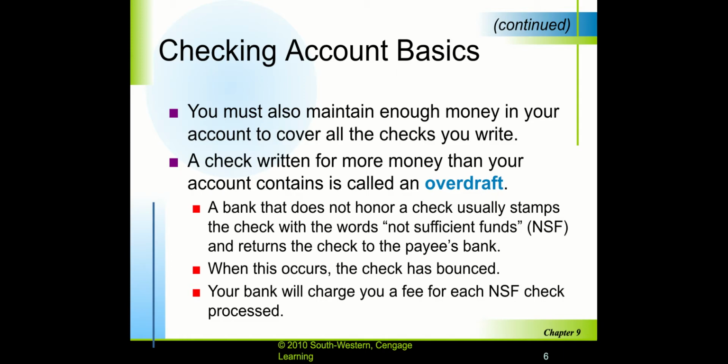You have to maintain the amount of money in your account to cover all the checks that you write or to cover all the expenses. Let's say you set up auto pay on different accounts. You have to have enough money in your account to cover those every month. A check written for more money than your account contains is called an overdraft. If the bank does not honor the check, it usually stamps it with the words "not sufficient funds." And this is called bouncing a check.